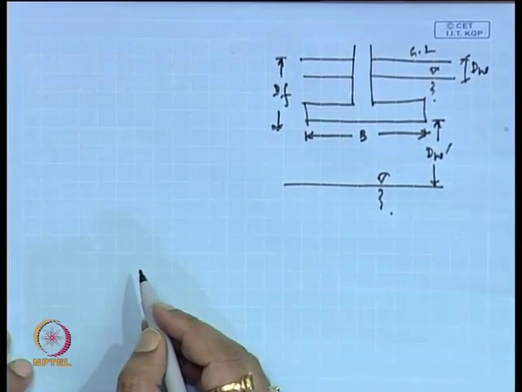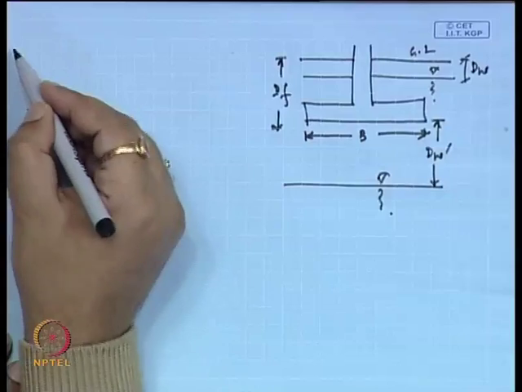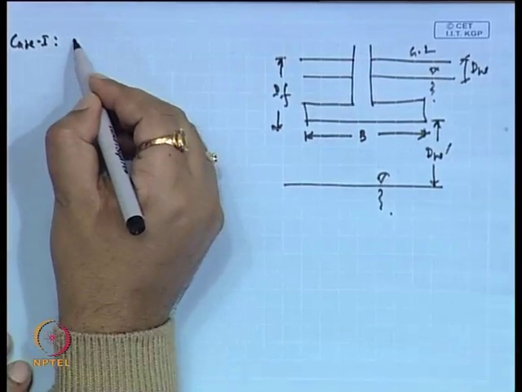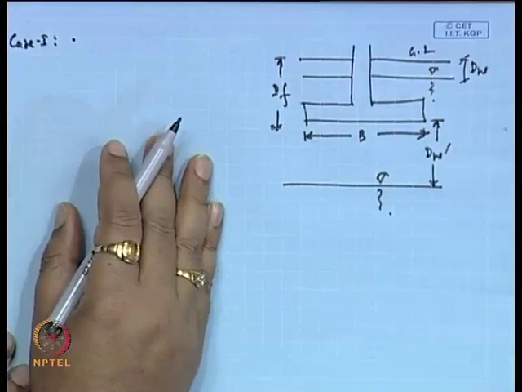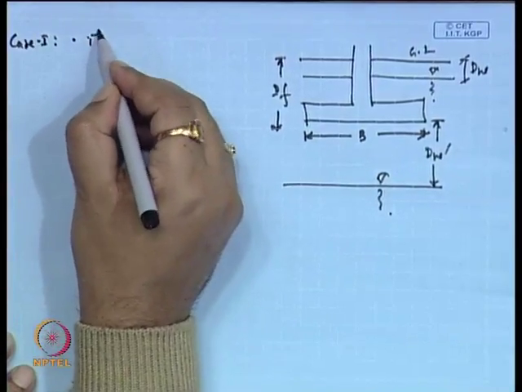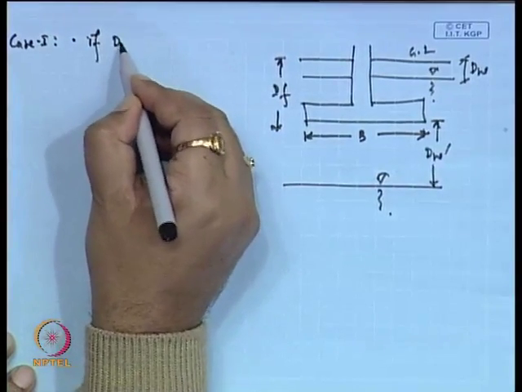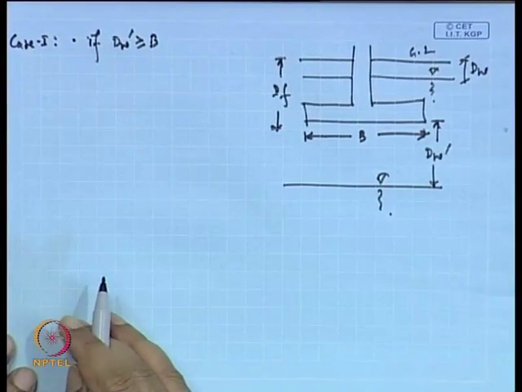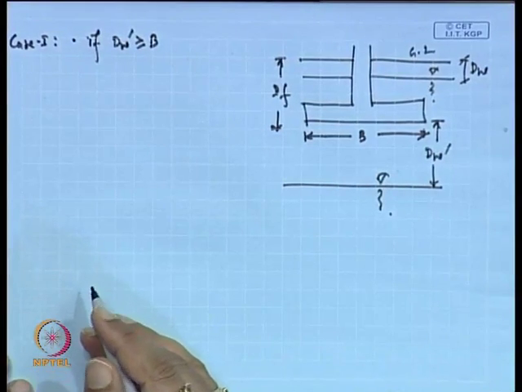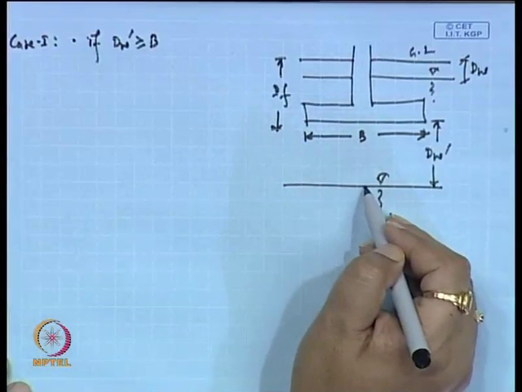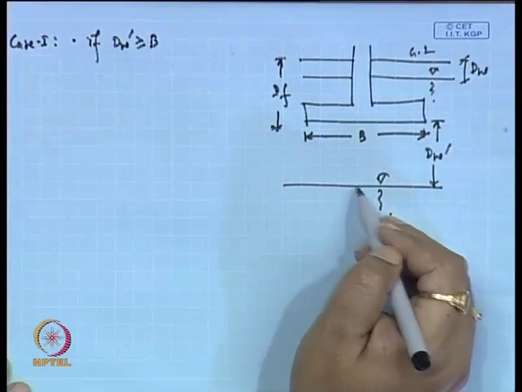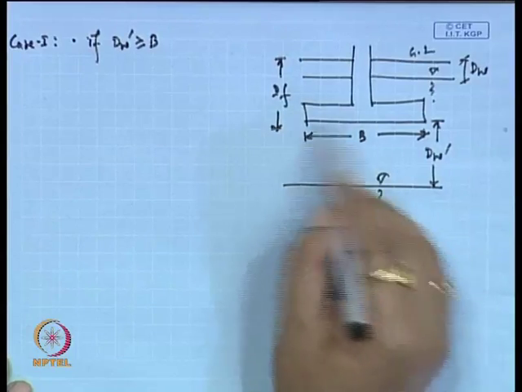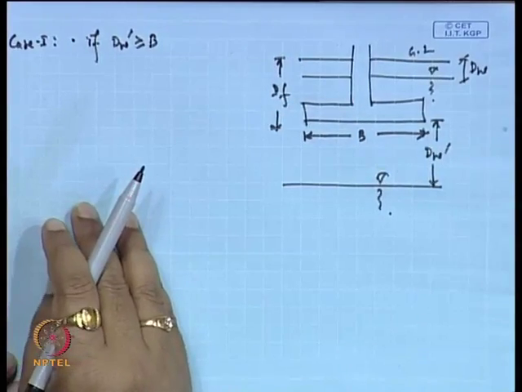Now, first case, case 1: if dw dash is greater than or equal to B. So, the first case means that the position of the groundwater table below the base is equal to or greater than the width of the foundation.